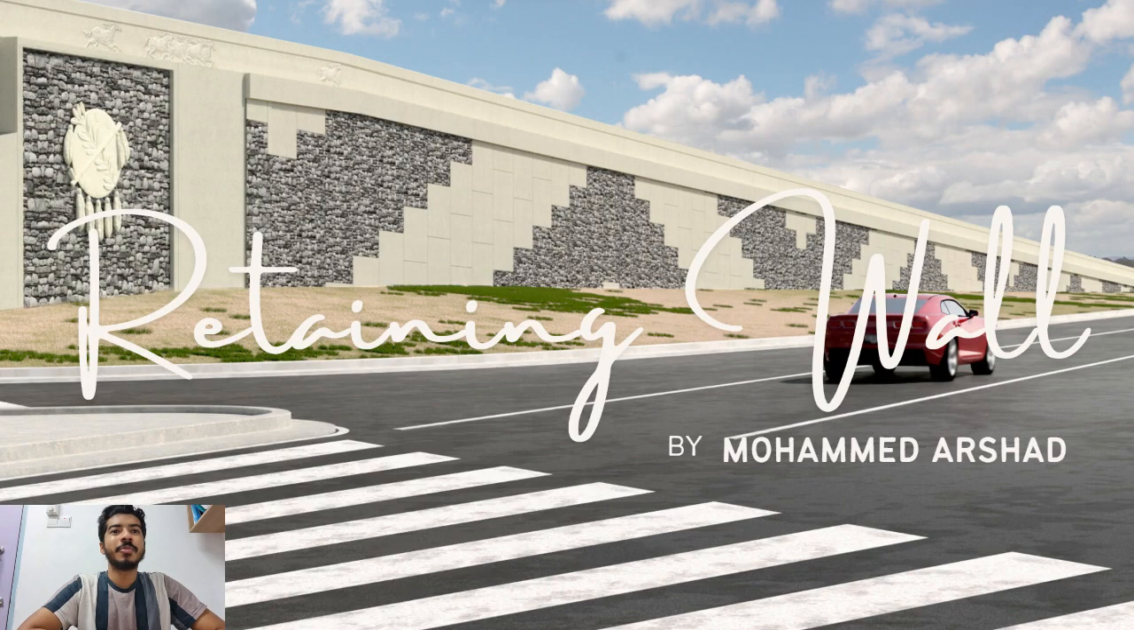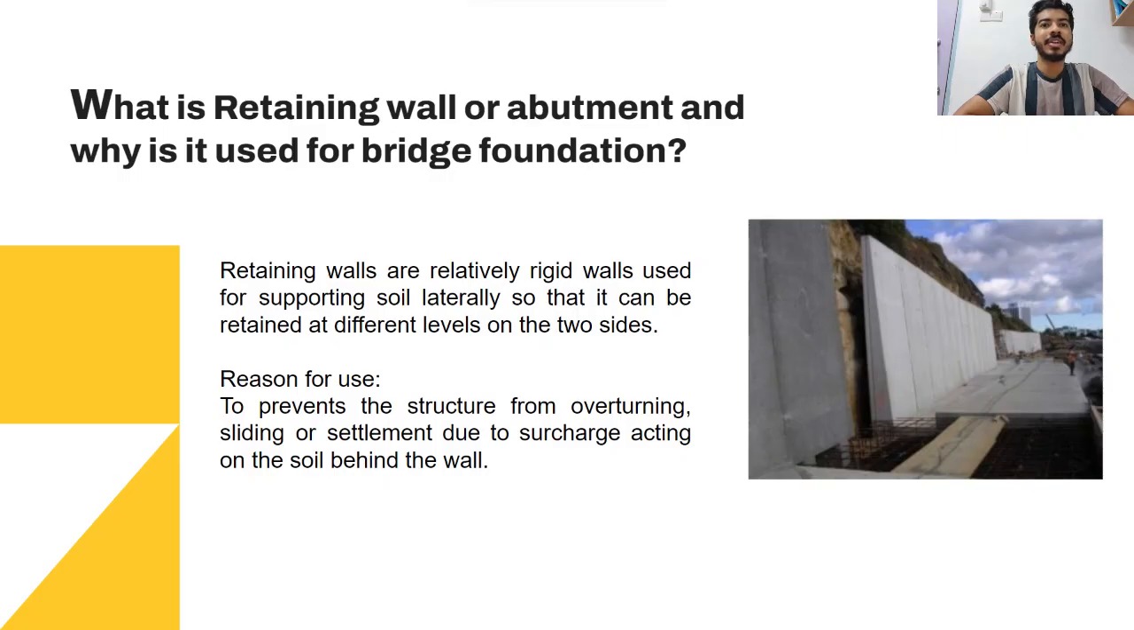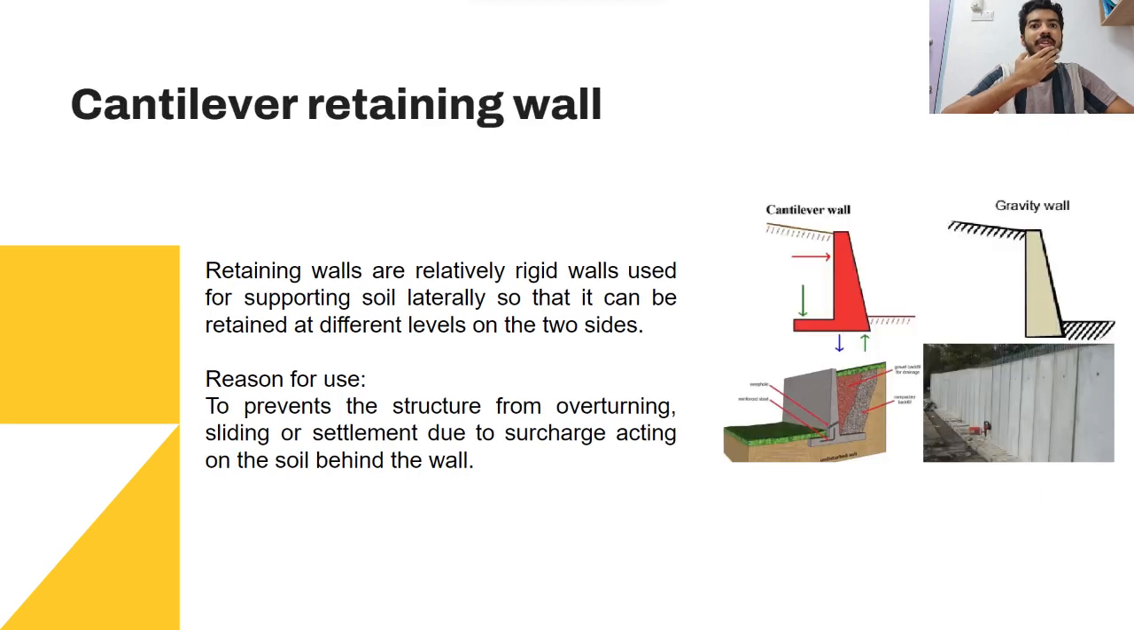Assalamu alaikum, I'm Mohammad Arshad and I'm in charge of the retaining wall or bridge abutment. In simple terms, a retaining wall is a substructure that's placed at the end of the bridge that holds the soil and supports the superstructure or the bridge, and it prevents it from overturning, sliding or settlement while transferring the surcharge from the bridge to the ground. In this project, we decided to choose a cantilever retaining wall over the others because it's very common and economical, as less concrete is required compared to other types.